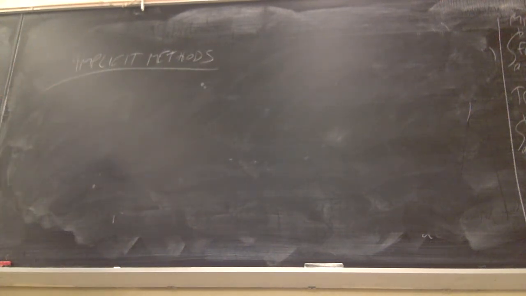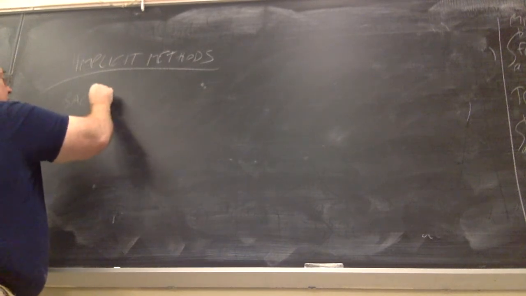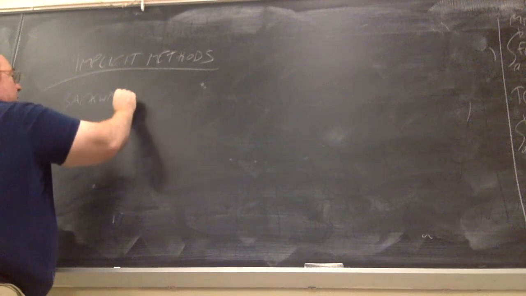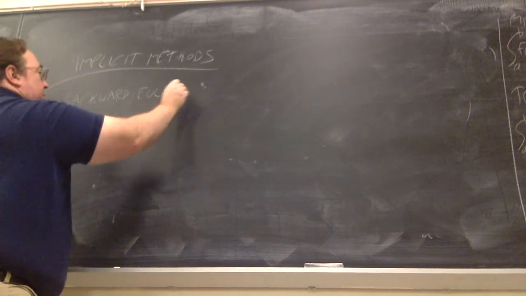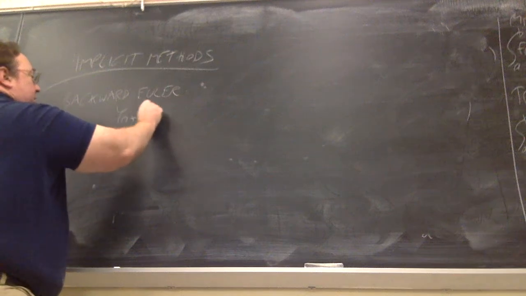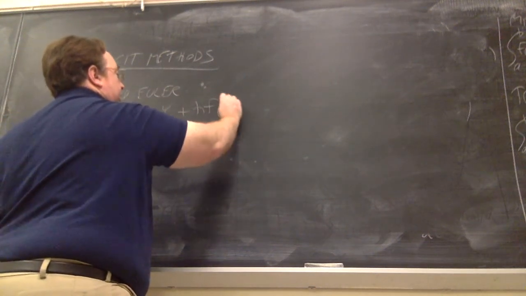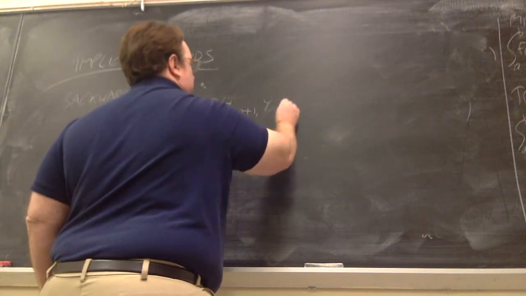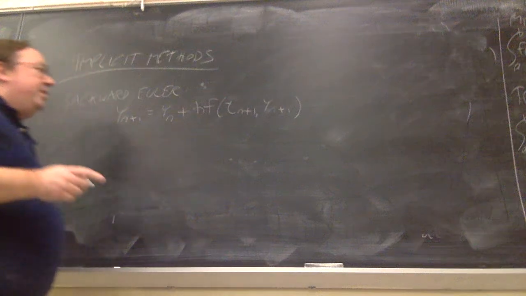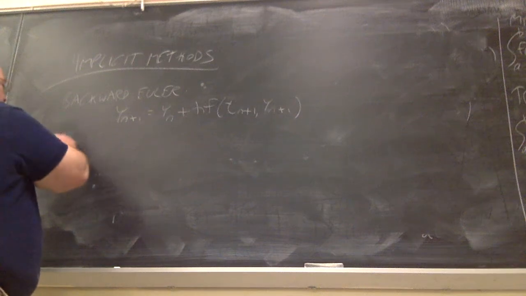So let's give you a couple examples of implicit methods. First is called backward Euler. That's very similar in appearance to Euler's method that you've seen. The only difference is where we evaluate f. Because Euler's method evaluates f at tn, yn. Now we evaluate at tn plus 1, yn plus 1.